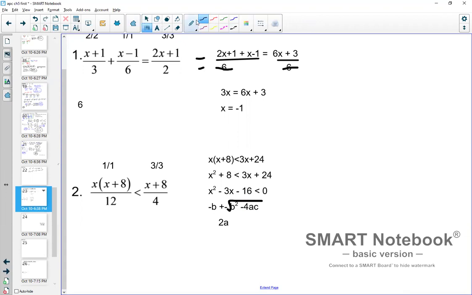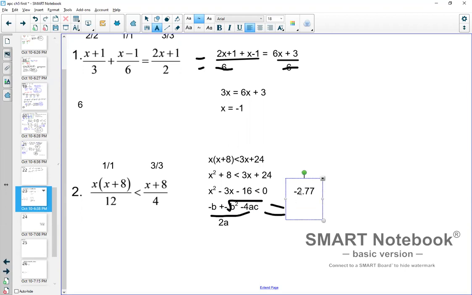For the sake of speediness, I'll just do it real quick in the calculator behind me. And my answers will be negative 2.77 and 5.77. Okay, so these are my two tick marks.